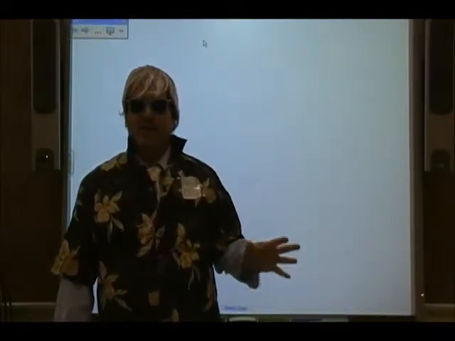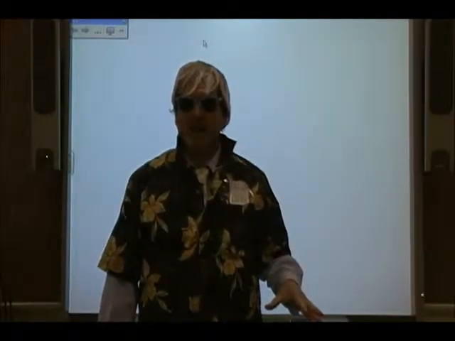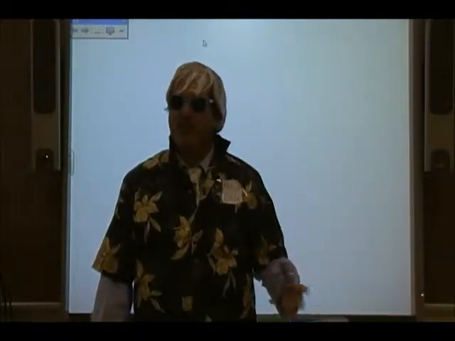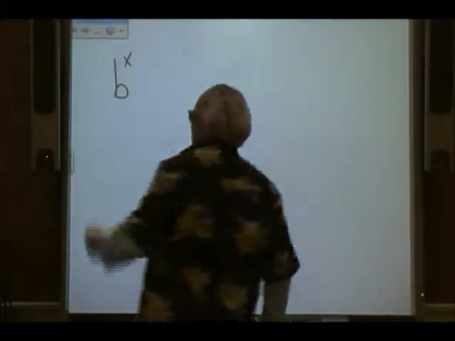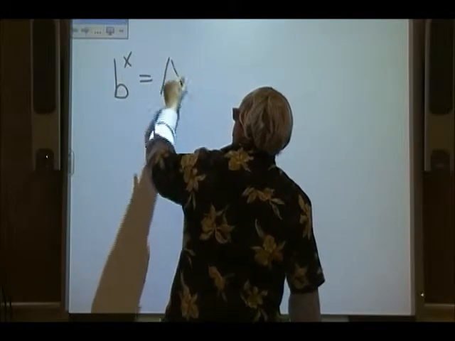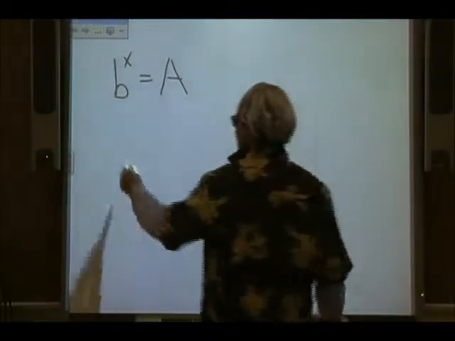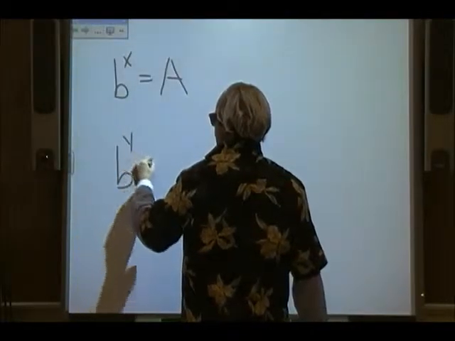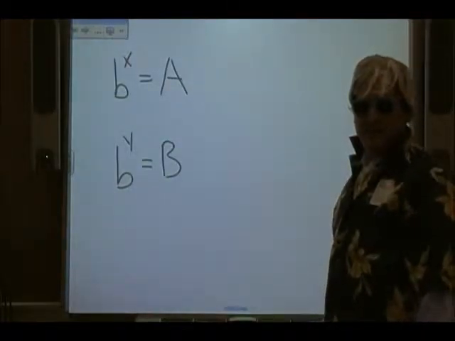Okay, this way you get an idea of where they come from, because most of the time we just use the rules, but we don't understand how they came about. So first of all, the basics are first writing an exponential equation. Let b to the x equal a, b to the y equal b. And we're going to keep referring back to this.